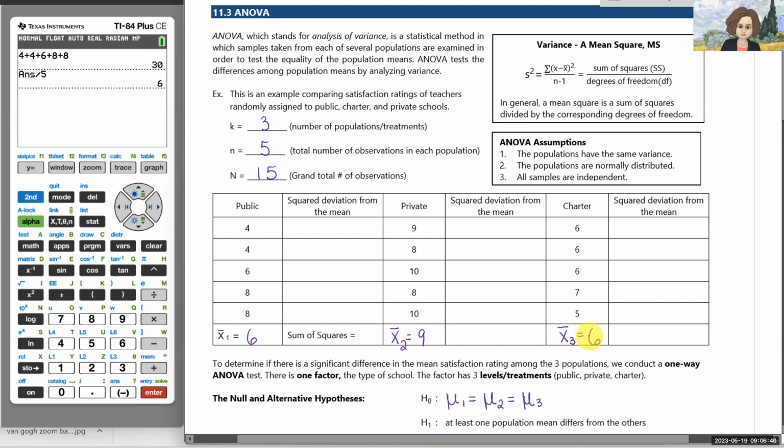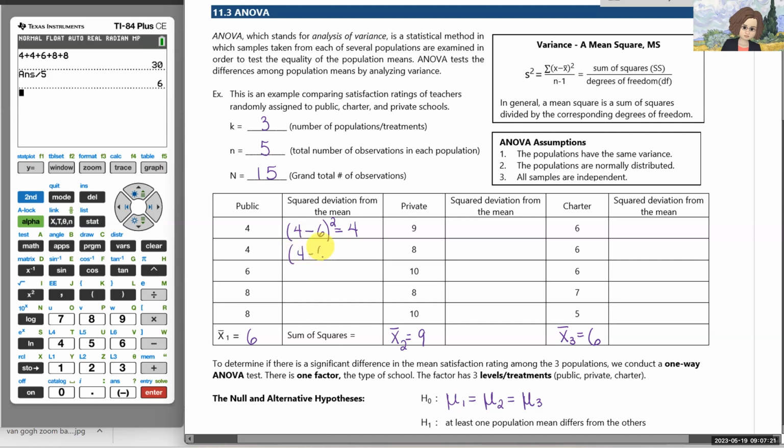All right, so back to our public schools. We're interested in the squared deviation from the mean for each of those values. This teacher that said they had a satisfaction rating of 4, I'm going to see how different that is from the group sample mean, which was 6. That's the deviation from the mean, and we square it, and that's called squared deviation. So this is going to be -2 squared, which is 4. Basically, I'm doing the numerator of the formula.